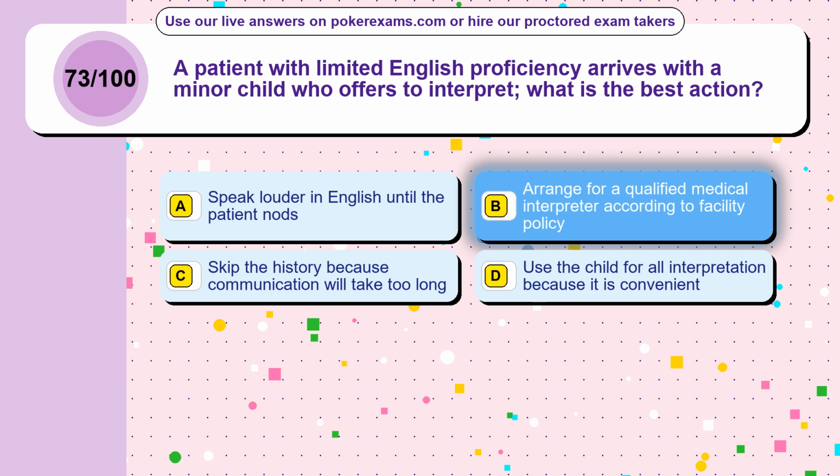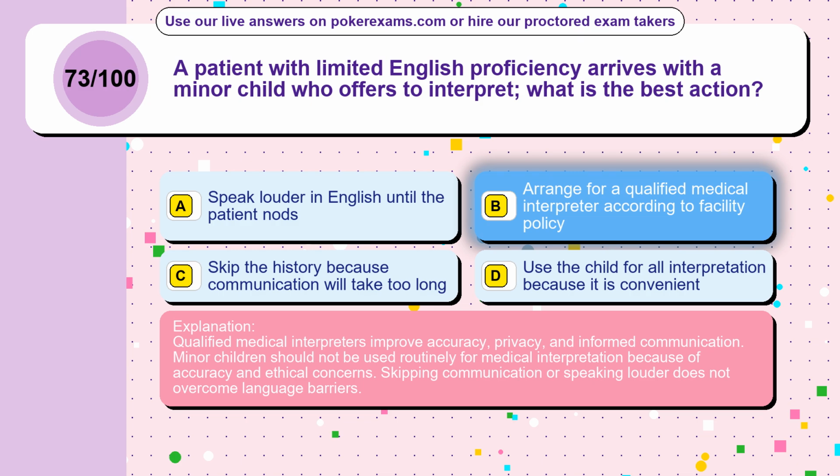The correct answer is option B. Arrange for a qualified medical interpreter according to facility policy. Qualified medical interpreters improve accuracy, privacy, and informed communication. Minor children should not be used routinely for medical interpretation because of accuracy and ethical concerns. Skipping communication or speaking louder does not overcome language barriers.